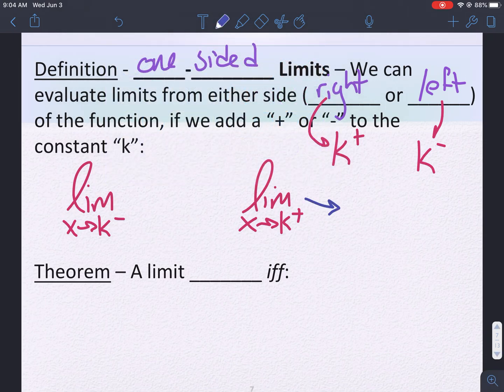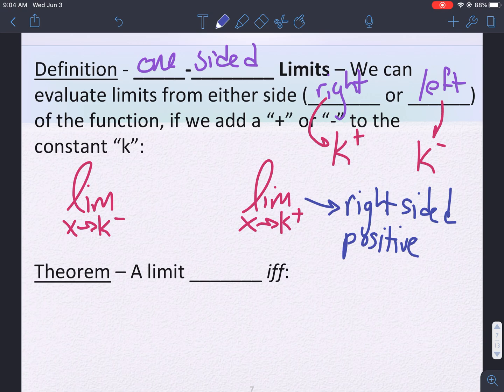This is the right-sided or positive limit, positive side. This is going to be the left-sided or negative. You won't always get strictly negative numbers or strictly positive numbers. It's just the way we discuss it.